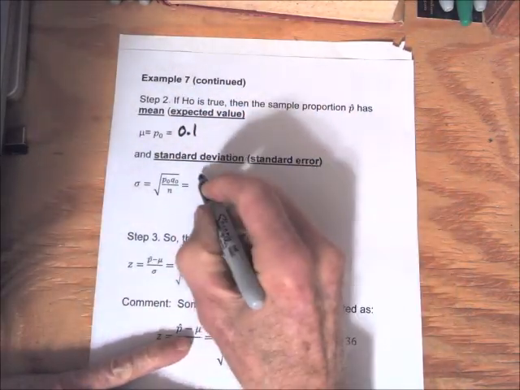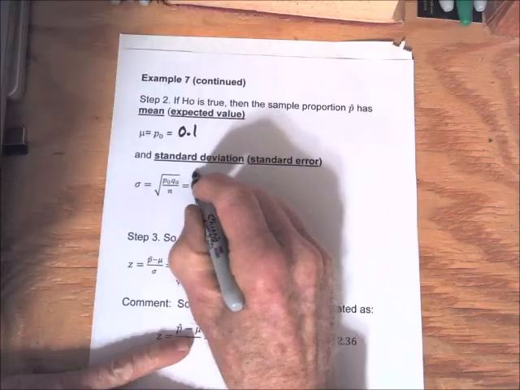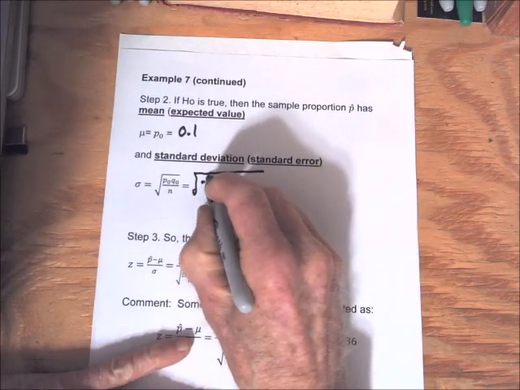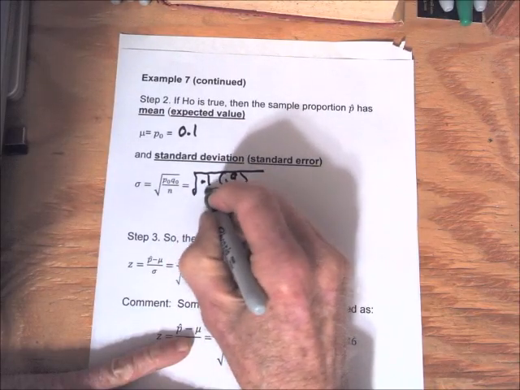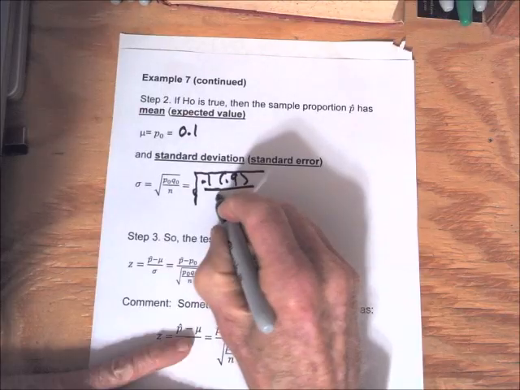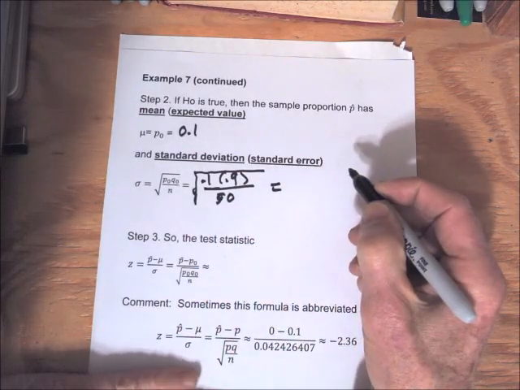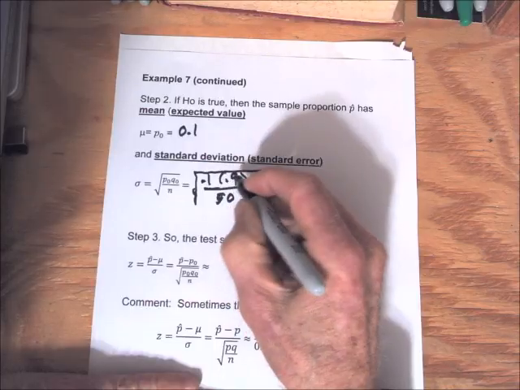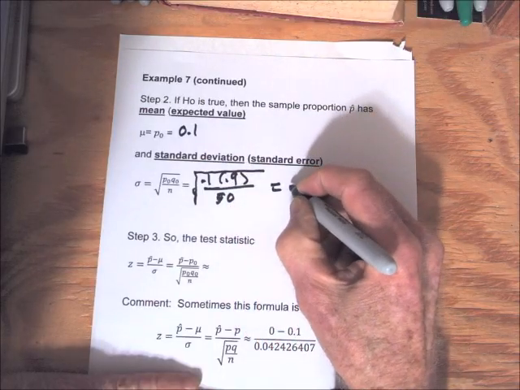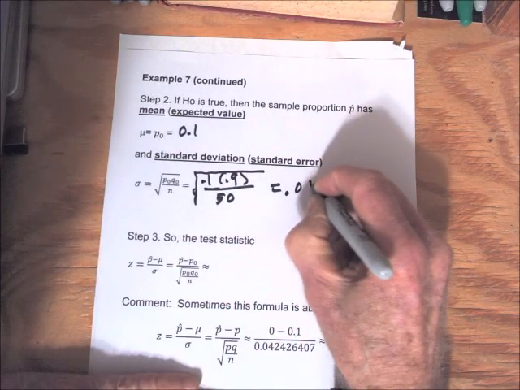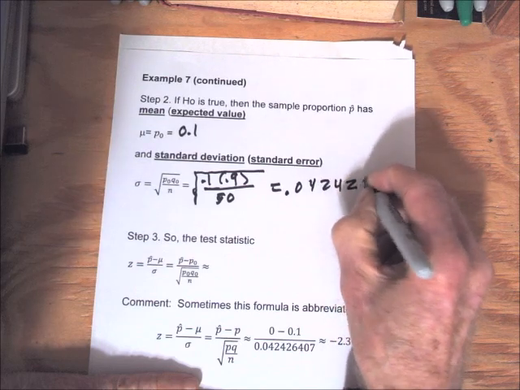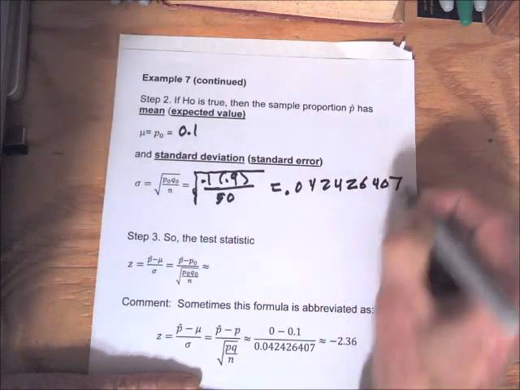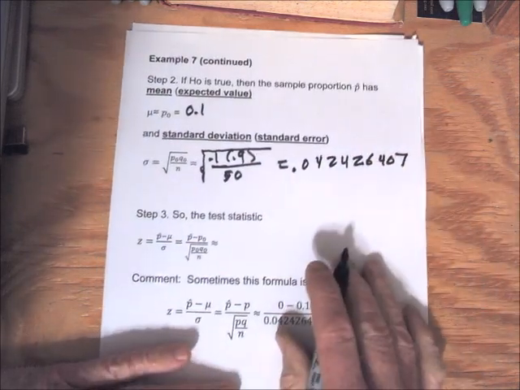The standard deviation of p hat is the square root of p0 times q0 over n, so that's 0.1 times 0.9 divided by our sample size, which is 50. You do the square root of 0.1 times 0.9 divided by 50 on the calculator, and it comes out to be 0.042426407.